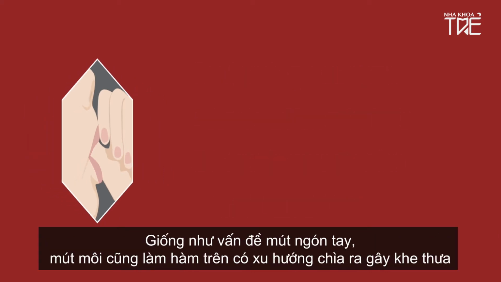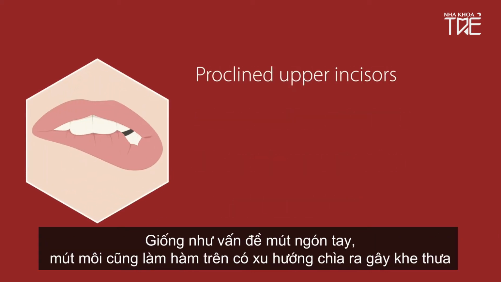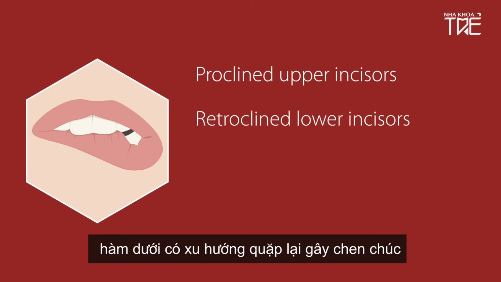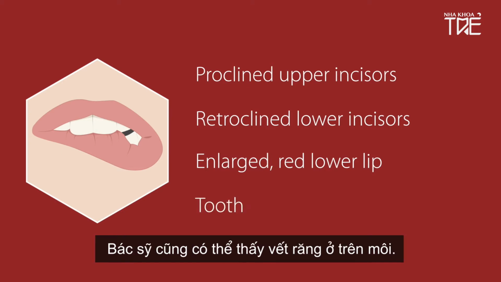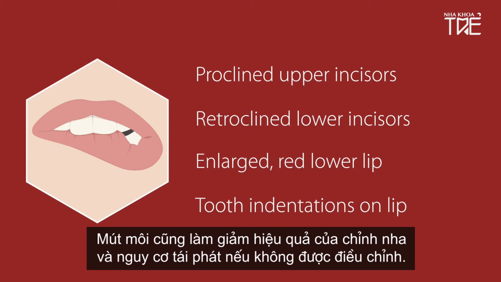Like thumb sucking, lip sucking results in proclined upper incisors, causing spacing, and retroclined lower incisors, causing crowding. The lower lip may be enlarged and red, and with dryness and chafing beyond the vermilion border. You may also find tooth indentations on the lip. Lip sucking can undermine efforts to align the teeth and cause relapse if it persists in retention.